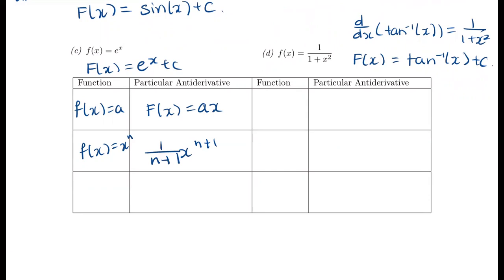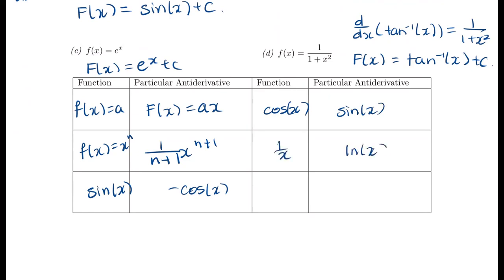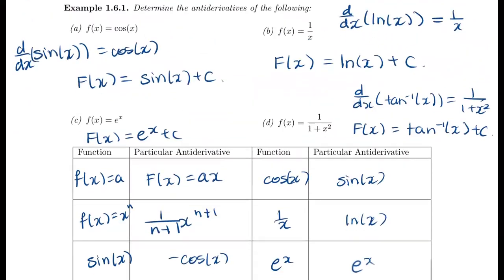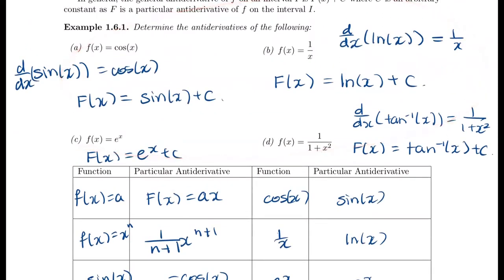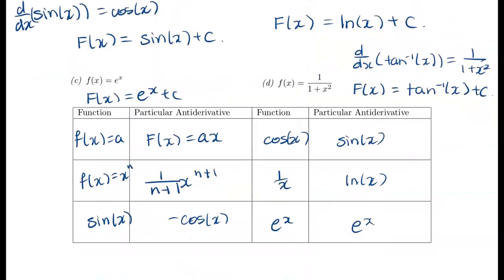That's the antiderivative for x to the power of n. For other functions, including sine of x, you could conclude that the antiderivative is going to be negative cos of x. We could also say cos of x has antiderivative sine of x, and 1 divided by x is going to be natural log of x, and e to the power of x is just e to the power of x. Those are the ones we saw a little bit up here as well, so it was pretty much a copy and paste onto this table.